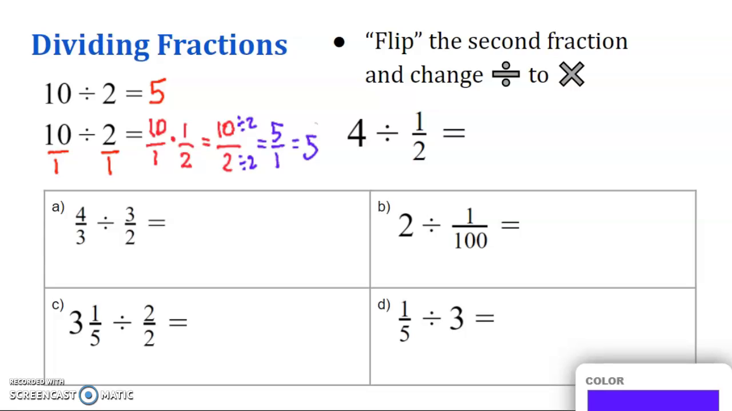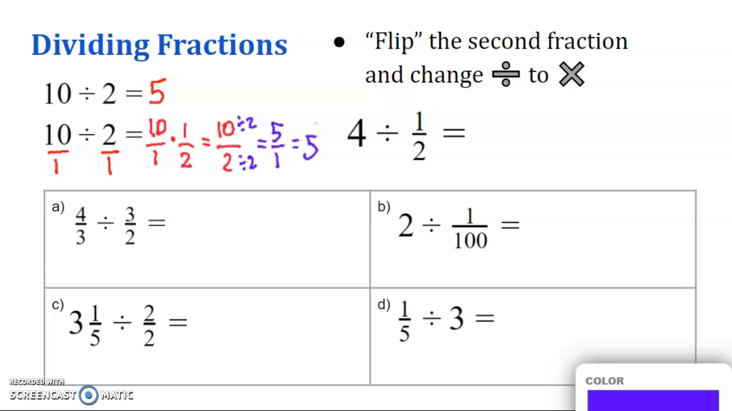So we've done one dividing fractions problem where we actually know the answer, but we use the method of flipping the second fraction and changing the divide sign to multiplication. So we've done that and got the same answer. Okay. But what about this problem, which is a little bit less intuitive? Like 4 divided by half.